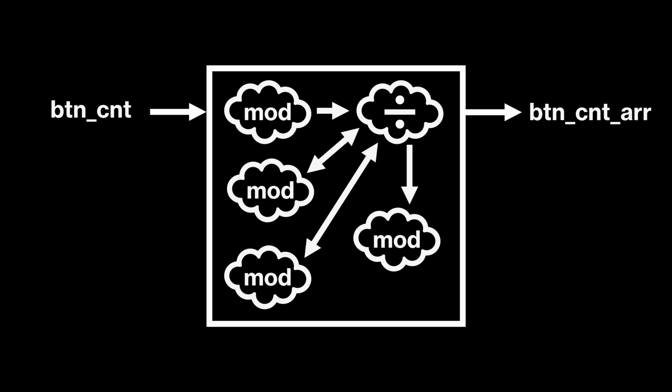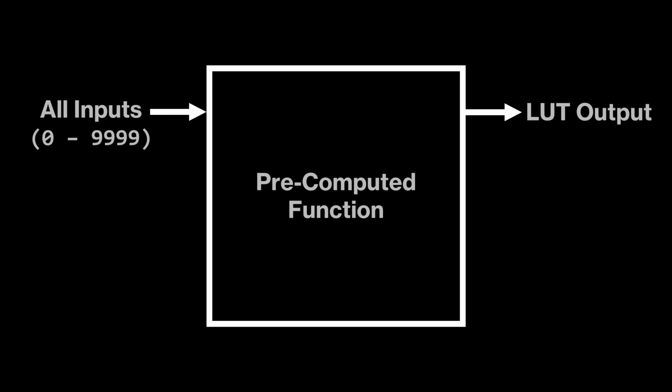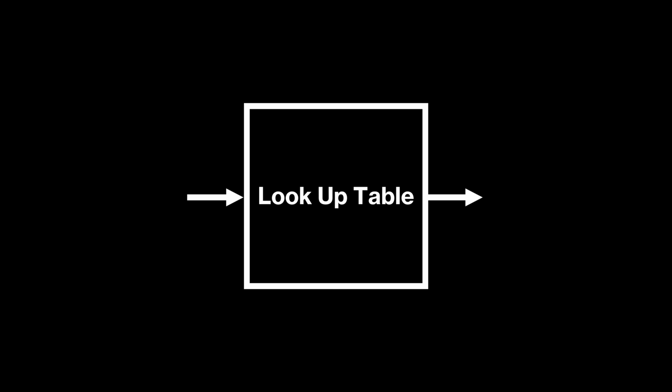timing issues. Rather than performing these resource-heavy calculations every time the button counter changes, we'll run this conversion for all possible values once, before the design is loaded onto the FPGA. The results will then be stored in a pre-computed lookup table. At runtime, the hardware simply indexes into the table instead of performing the computations.